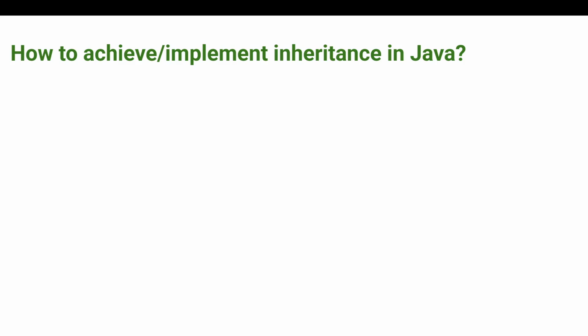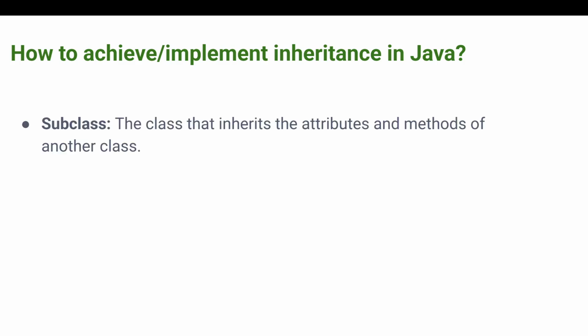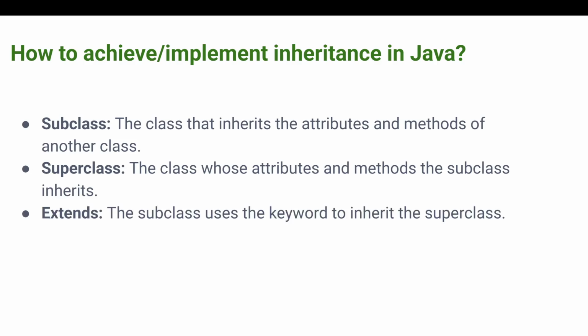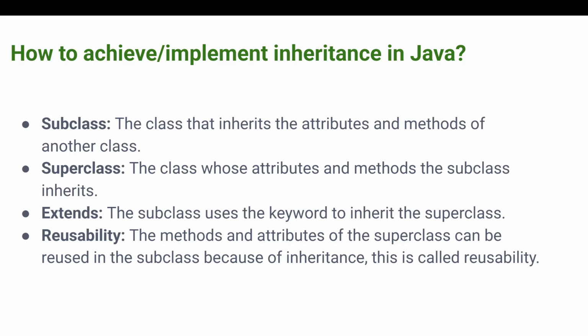How to achieve inheritance in Java? Four key items help to implement inheritance. Already we saw subclass, the class that inherits the attributes and methods of another class, and also superclass, the class whose attributes and methods the subclass inherits. Along with this, extends, the keyword that helps to inherit the superclass. Then finally, reusability. The methods and attributes of the superclass can be reused in the subclass. Because of inheritance, this is called reusability. So using these key factors, we can implement inheritance.